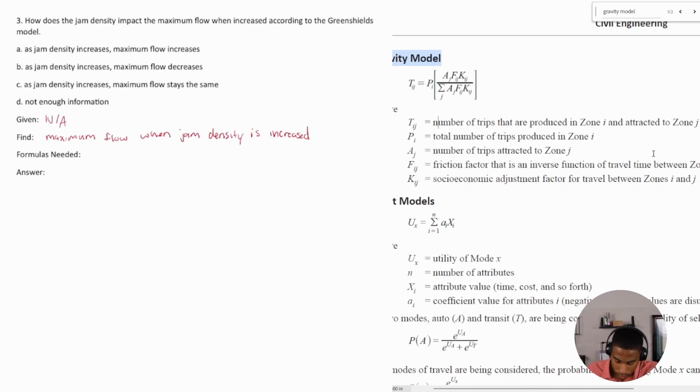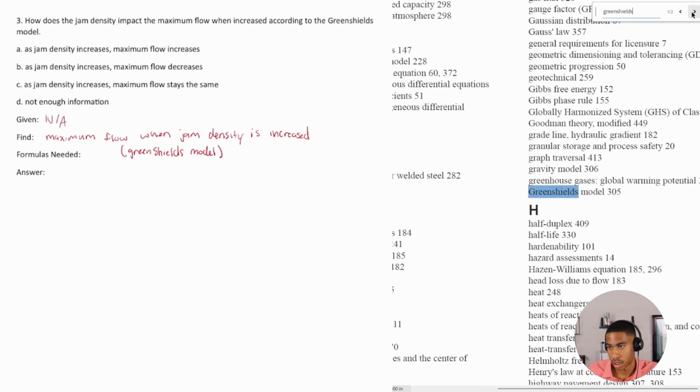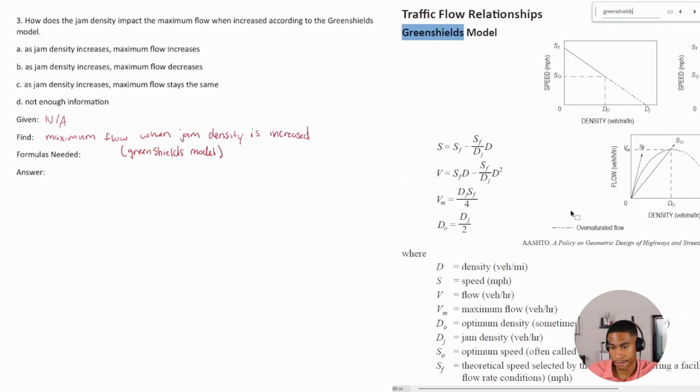And are there any formulas that we need? Well, we're using the Greenshields model. If you guys can remember the formula, cool, but I cannot. So I'm going to search in my handbook. Greenshields. All right, let's take a look at it. We want to look at a formula that has maximum flow in it. Maximum flow is represented by Vm. Max flow is Vm.